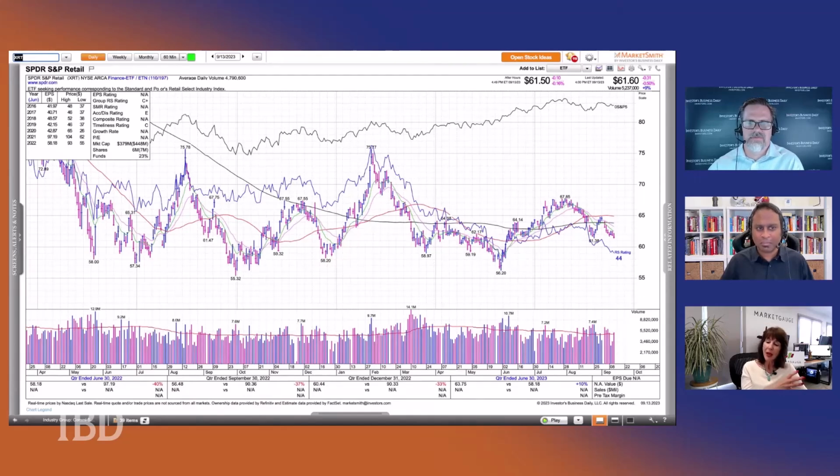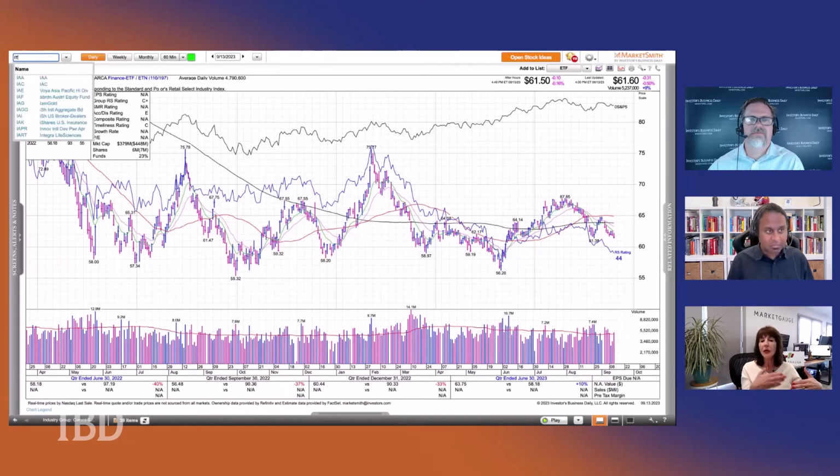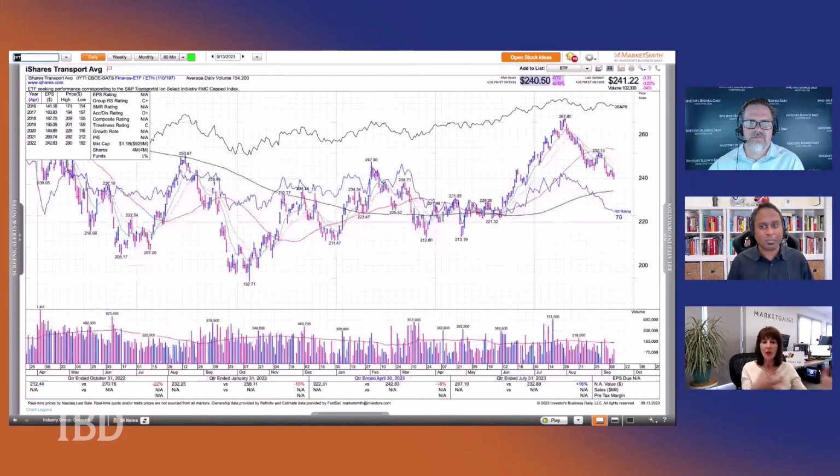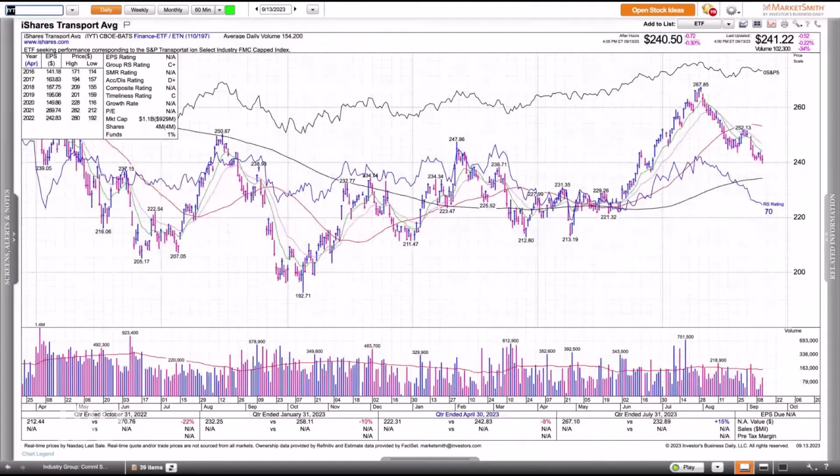And we would wrap up that picture, not the whole family, with the demand side, which of course is transportation. And I like to look at IYT, and the same thing, that also is starting to show a lot of stress.